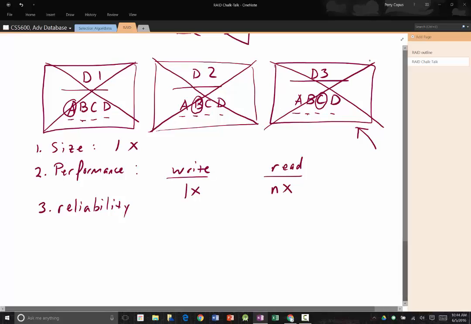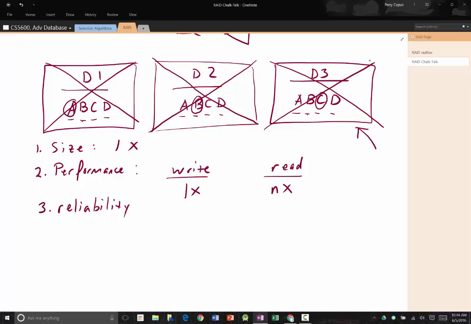So reliability, we're not talking about just the chance that a disk fails. We're talking about the chance that I lose data. That's what we mean by reliability. How likely am I to lose data in the case of a disk failure?